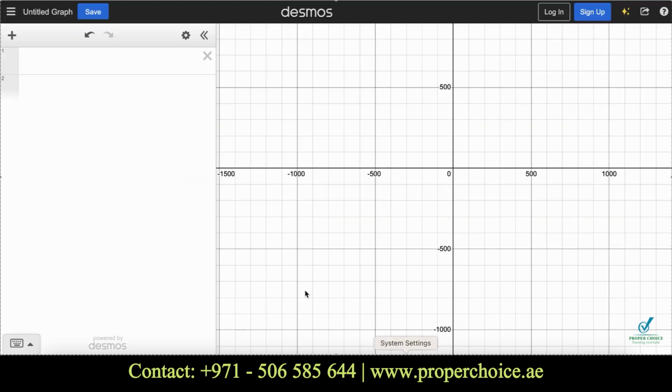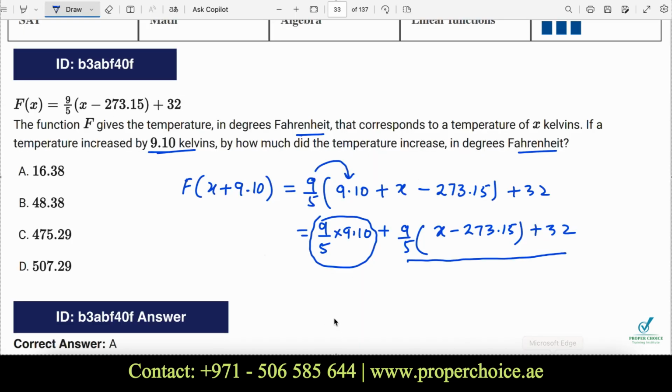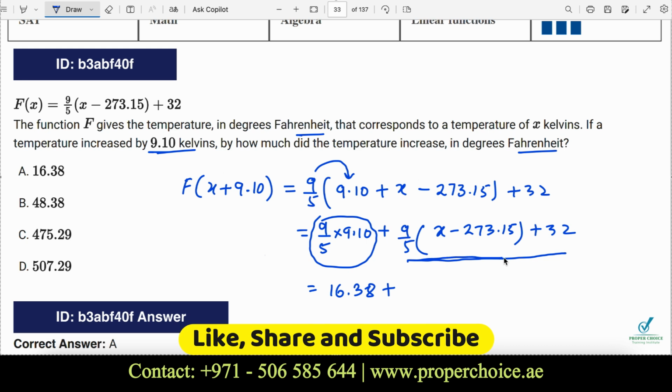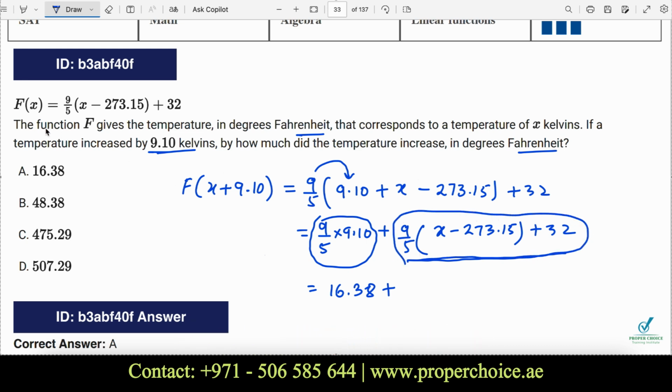So if you put it on the calculator, 9 by 5 times 9.10, it got increased by 16.38. So I'll be writing this equation as 16.38 plus, and this is the same as the original given equation. I can write it as just f of x. So when the x value increased by this, the temperature in Fahrenheit increased by 16.38. So we go with option A as the right answer. I can also solve it in another way, but this is the easiest.